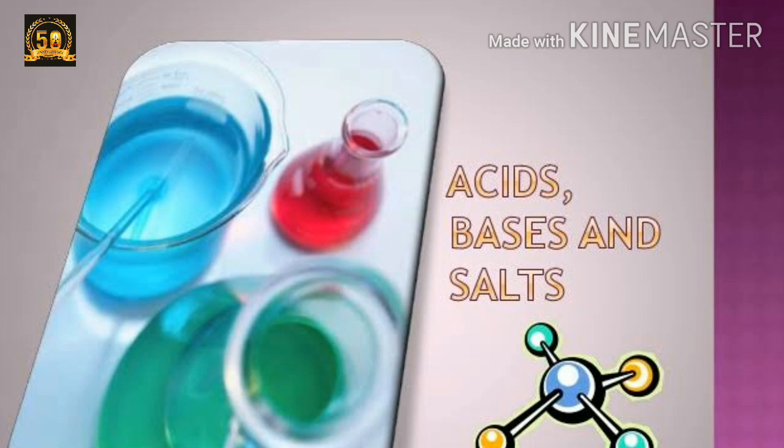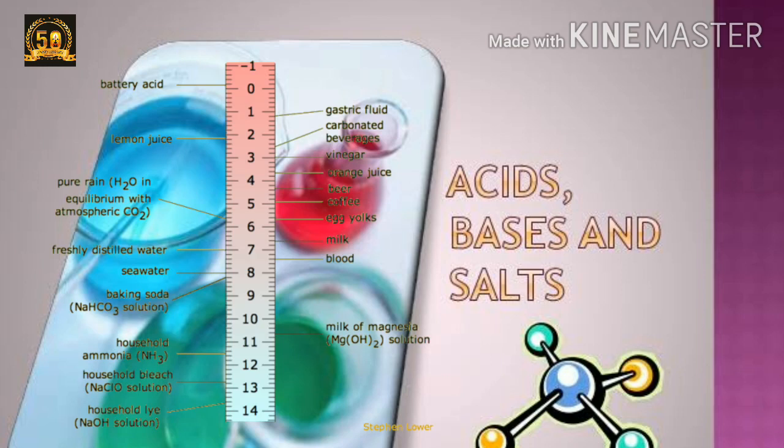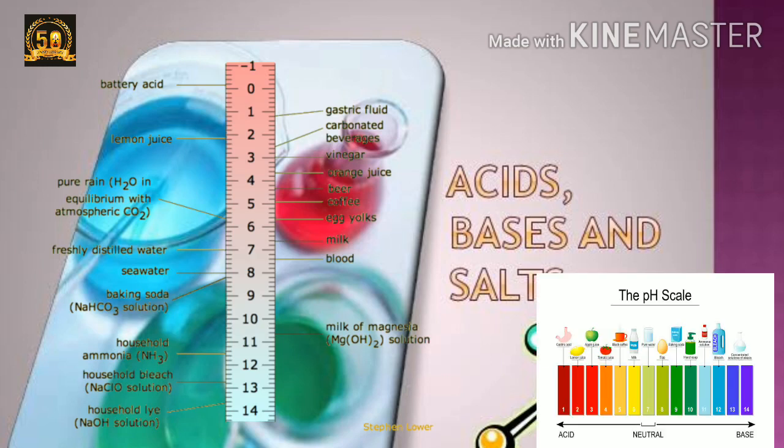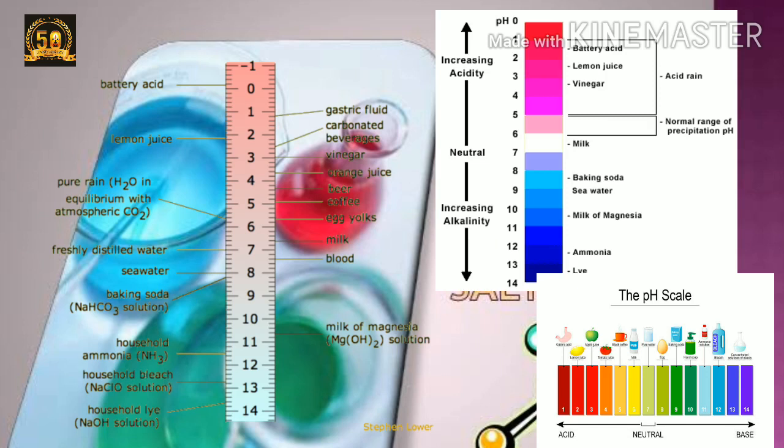Here some ranges of daily products consumed in our daily life have been given. We can see the different ranges, 0 to 7 is acidic, at 7 it is neutral, and more than 7 up to 14 it is basic. So the 0 to 14 range helps us identify which is more acidic and more basic.